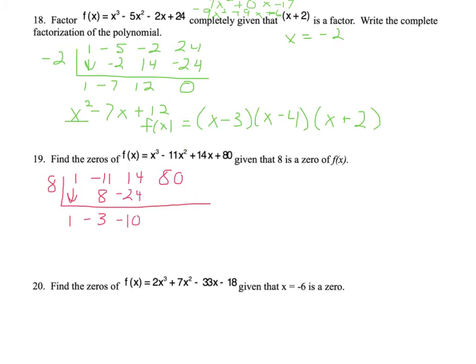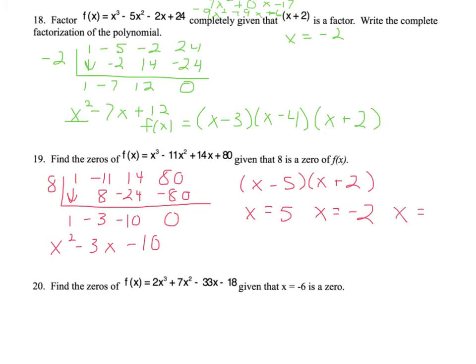And synthetic works. Get a 0. So now I'm going to take x squared minus 3x minus 10 and factor it further. So I get x minus 5 and x plus 2. So my zeros are x equals 5 and x equals negative 2, and then also x equals 8 since I was given that in the beginning.